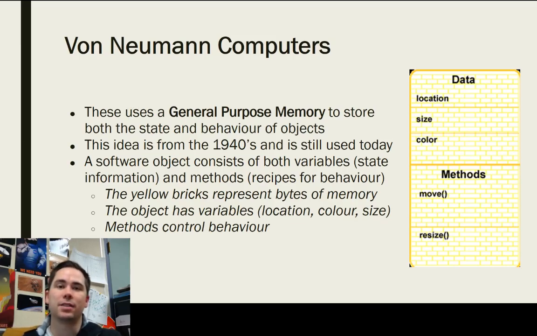A software object consists of both variables, so that's the state information, so what is in there, and methods. The methods are just recipes for behavior, like I showed you. In this image, the yellow bricks represent bytes of memory. The object has variables, so location, color, and size. And then the methods below control the behavior of that object.